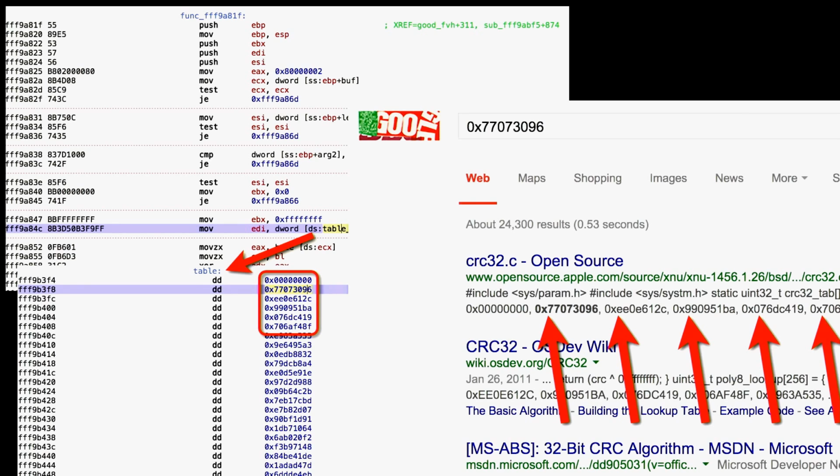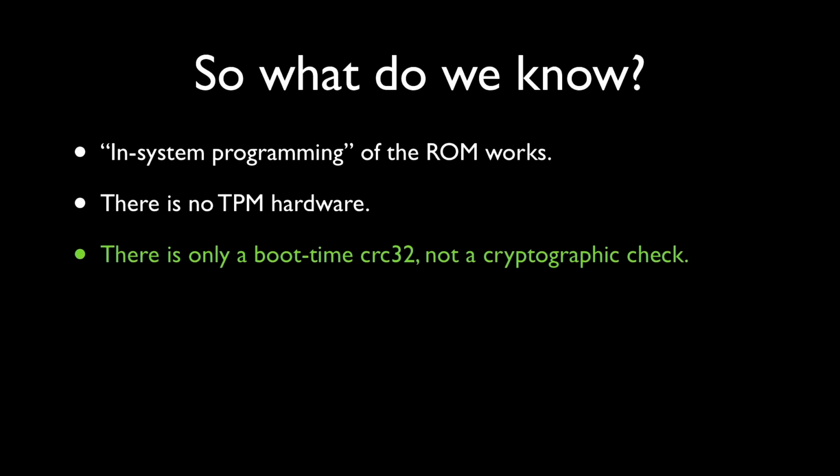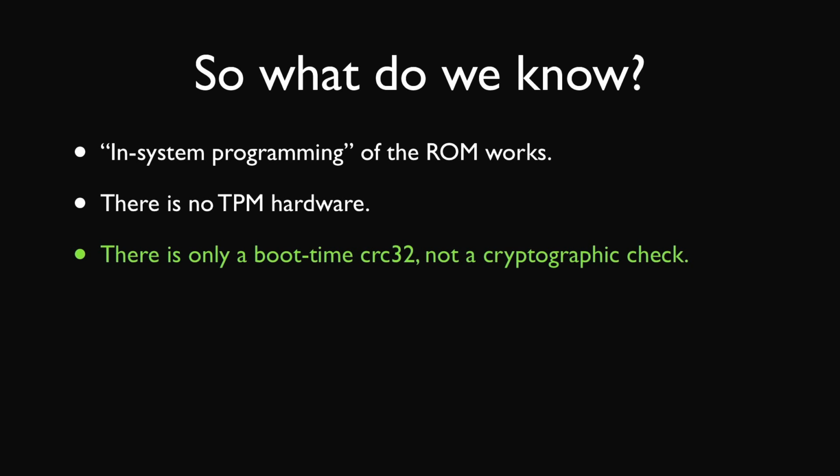We now can probably guess this function is CRC32. And in fact, we can now make a 1-byte change to the firmware, manually compute that CRC32, reflash it with the in-system programmer, and it now works. So we have a new bullet point that there's only a boot time CRC32 check of the ROM. This is not a cryptographic check. This is only to ensure that the ROM has not accidentally been corrupted or that somehow it has been misprogrammed.